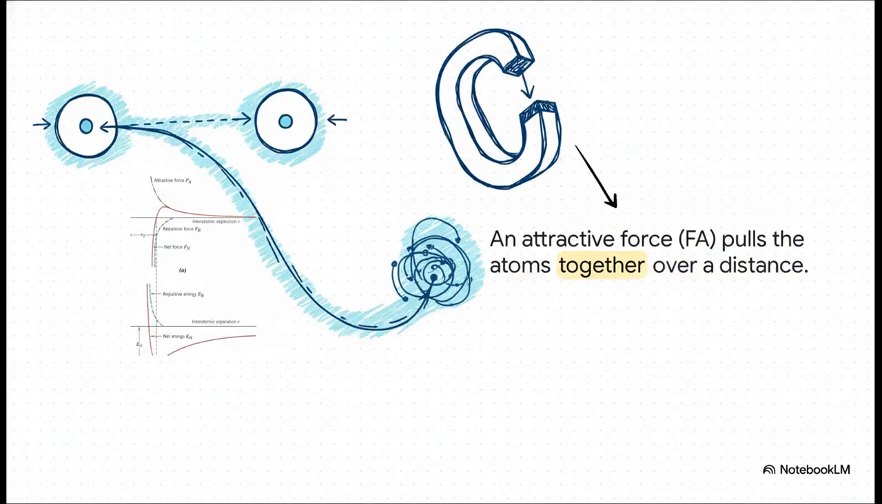So on one side of this tug of war, you've got an attractive force. That's the blue dashed line you see, Fa. This is what pulls atoms towards each other when they're a little bit apart. You can think of it as the cosmic glue trying to hold all matter together.